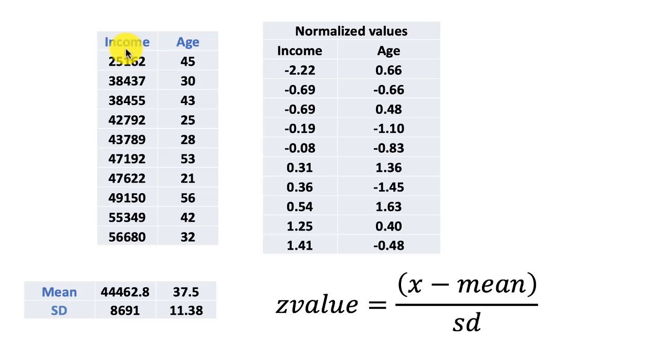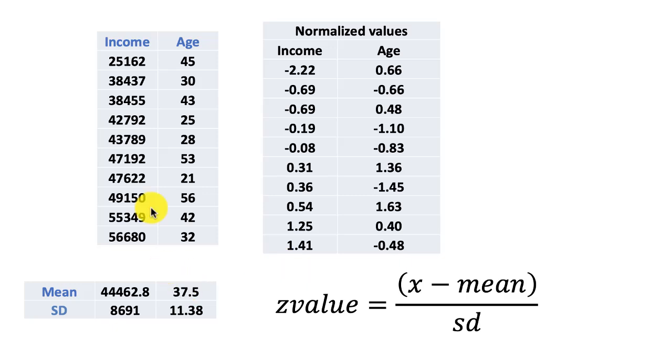Notice that here the income numbers are much higher than the age numbers, whereas here that magnitude disparity has disappeared. Both of them are simply small numbers which average at 0 and whose other values are just 1 or 2 standard deviations above or below the mean. That's it.